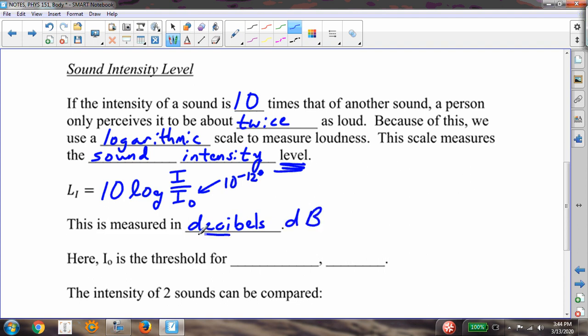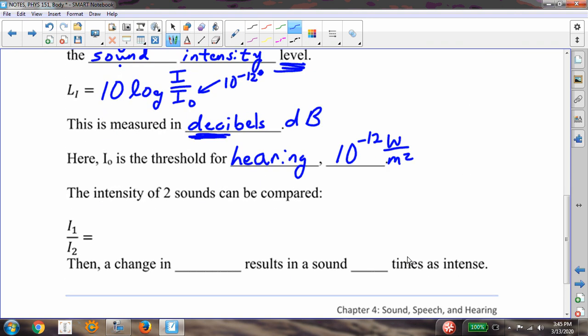I'm not sure if you remember, this isn't a metric prefix that we use very often, but the sound intensity level unit is actually the bel, B-E-L, but we use decibels, which is an easier unit. And the deci is 10 to the minus 1 in the metric prefixes. Here, I naught is the threshold of hearing, that's 10 to the minus 12 watts per square meter.